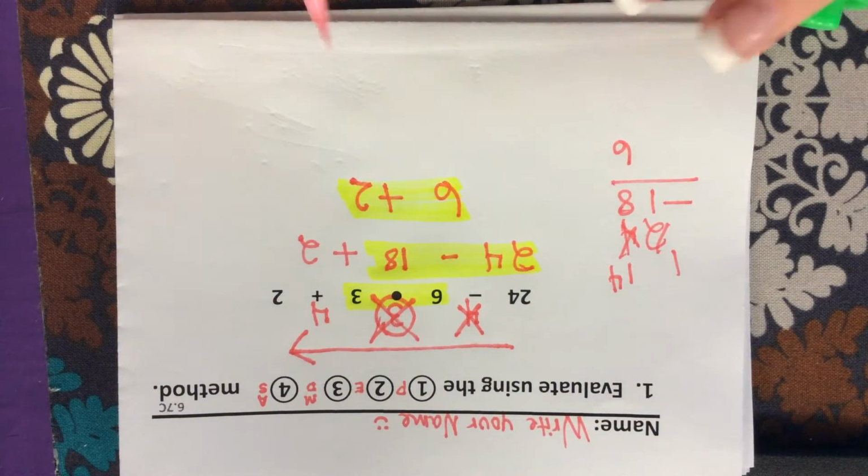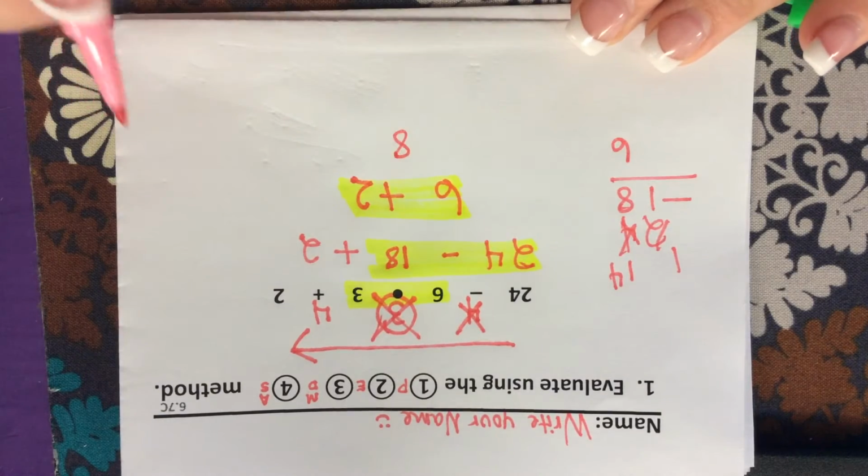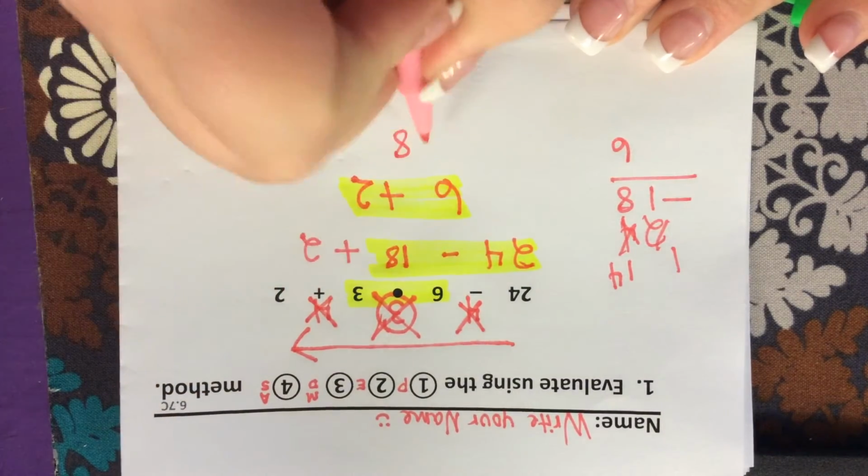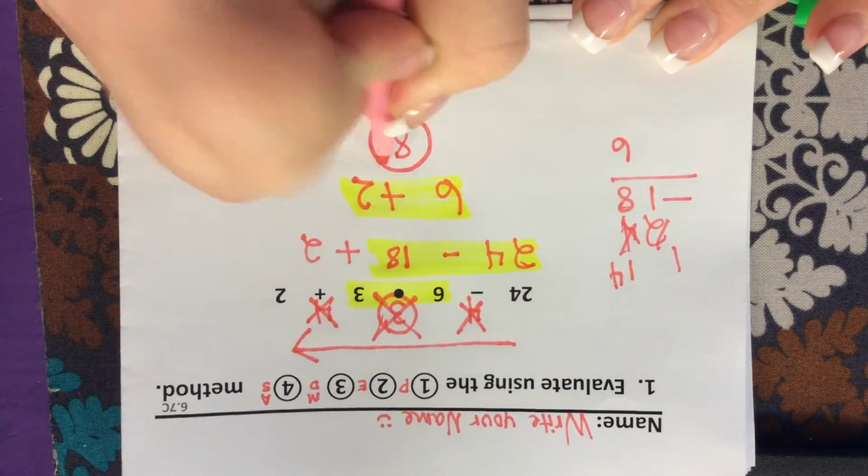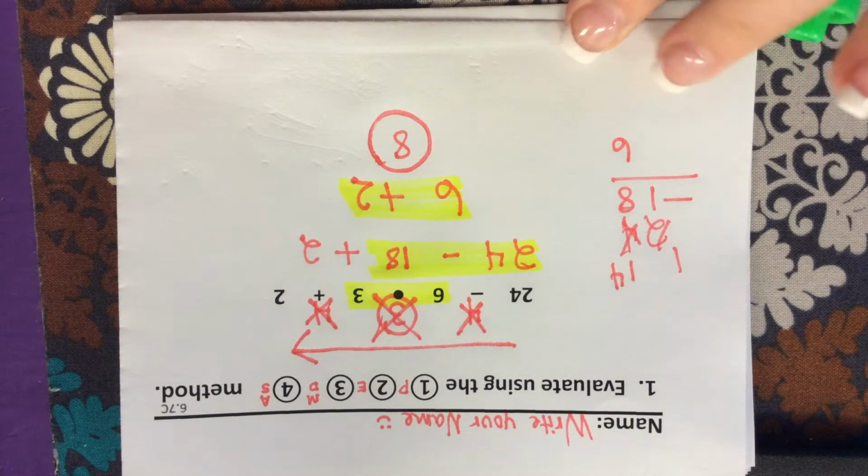Now it's time to do 6 plus 2. 6 plus 2 is 8. We've done this last 4. And we are down to our answer. Our solution is 8.